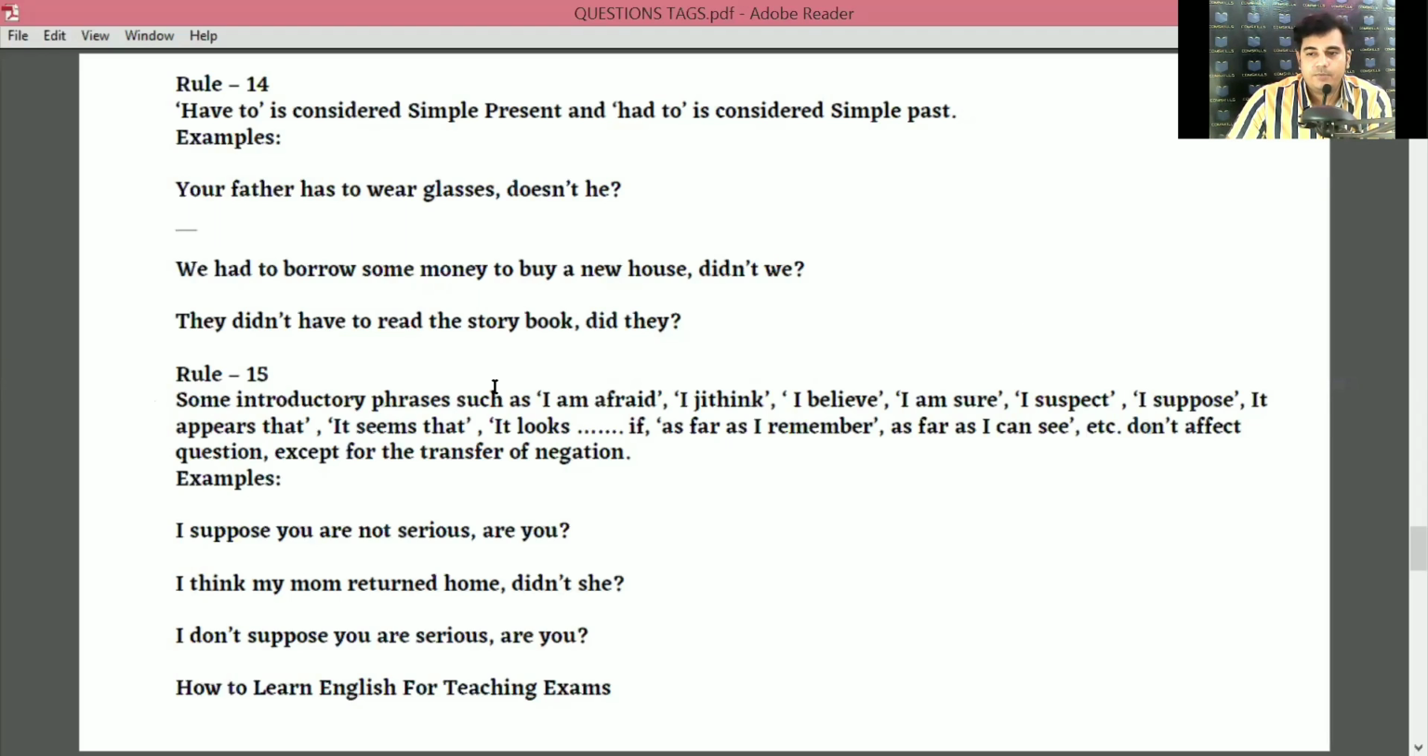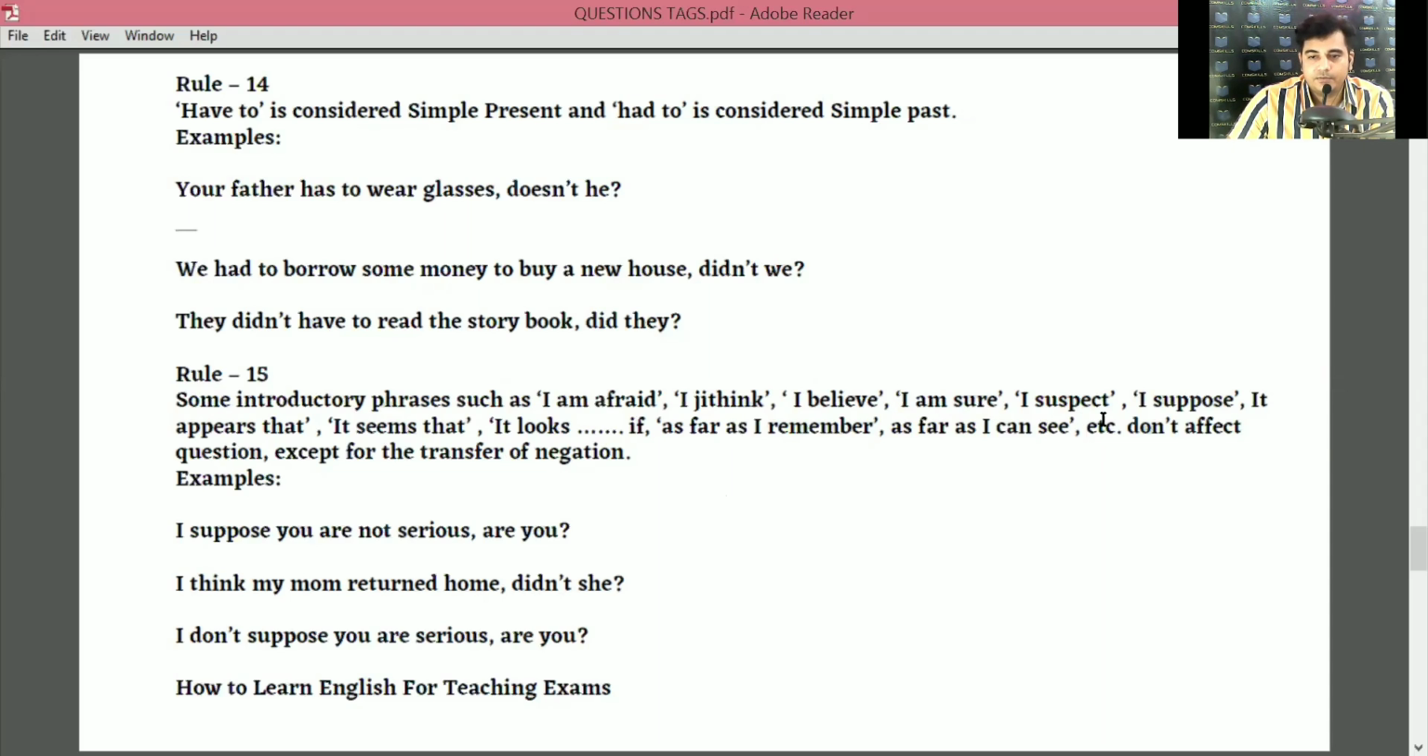Now we have rule number 15. Some introductory phrases such as I'm afraid, I think, I believe, I'm sure, I suspect, I suppose, it appears that, it seems that, it looks that, as far as I remember, as far as I can see, etc.